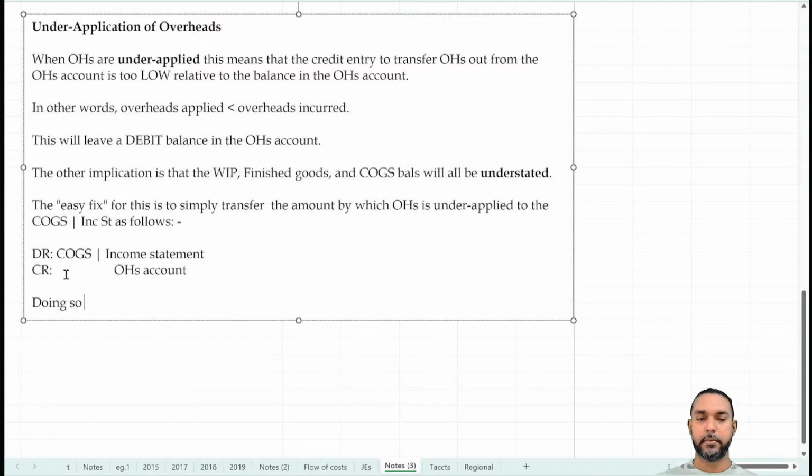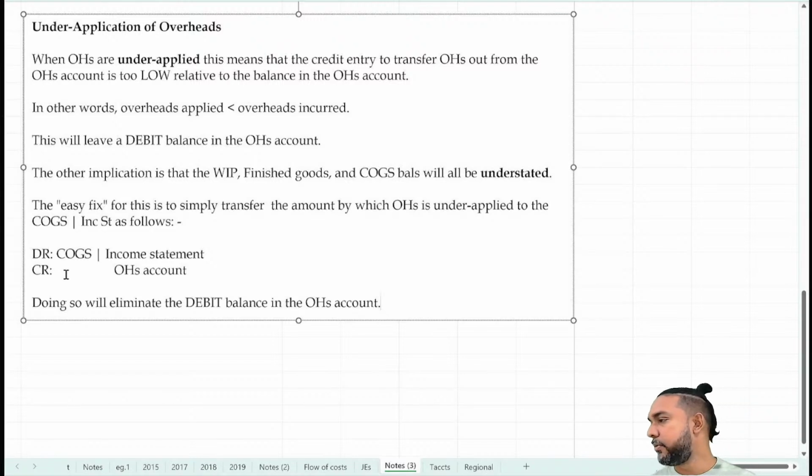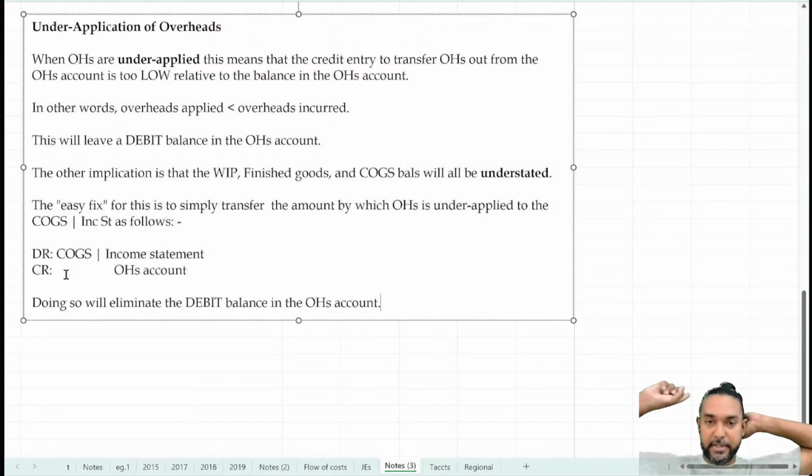Doing so will eliminate the debit balance in the overheads account. Let me just read it back to make sure. So when overheads are under applied, this means that the credit entry to transfer out overheads from the overheads account is too low relative to the balance in the overheads account.